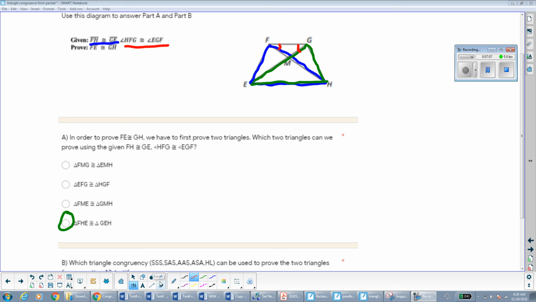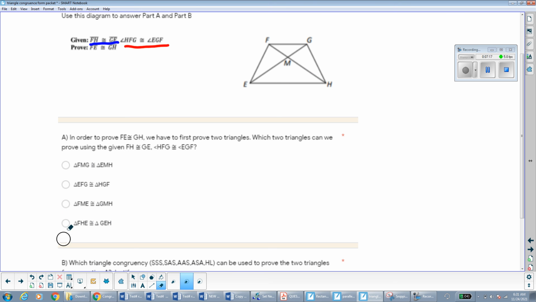So I'm going to reset here and try to highlight the triangles that include those two angles. So here I have the two congruent angles marked again. And I do want to keep in mind my other given information and what I am trying to prove here.